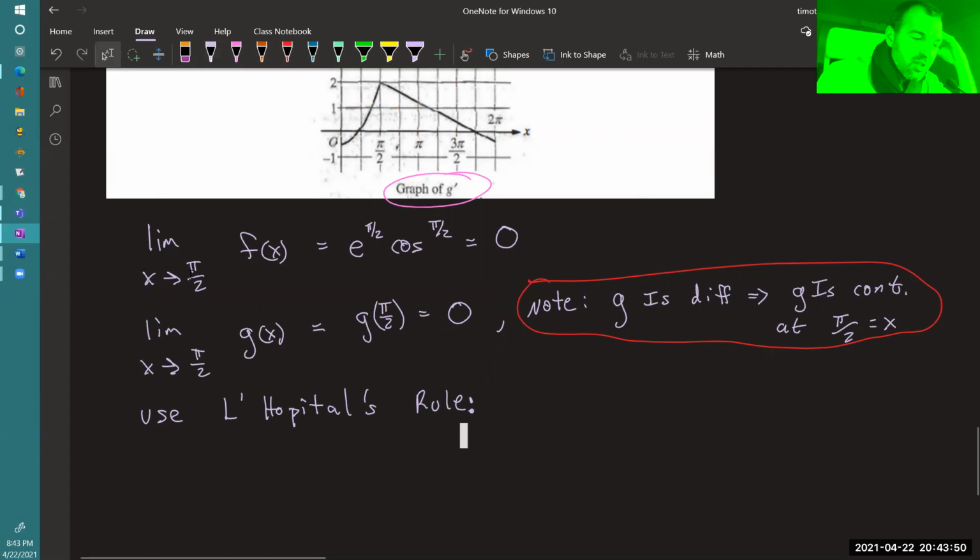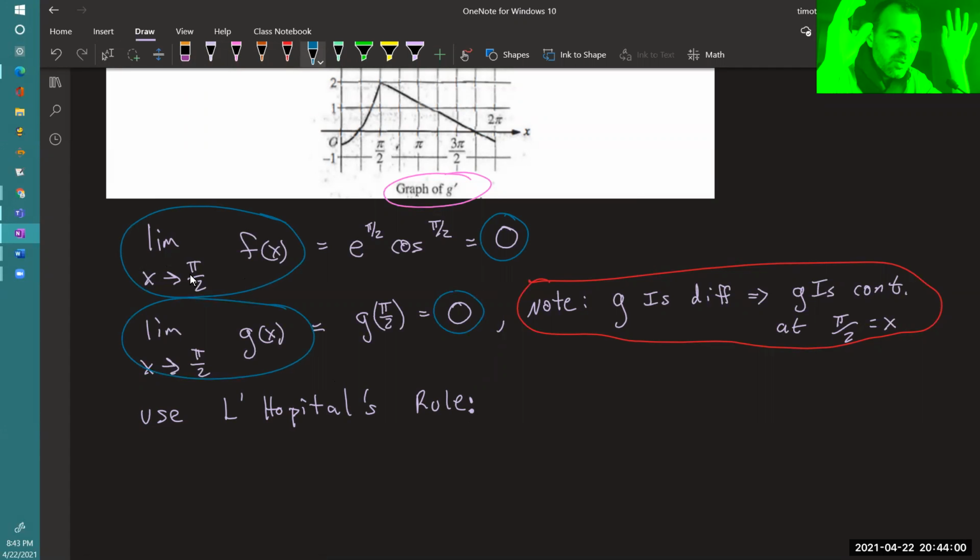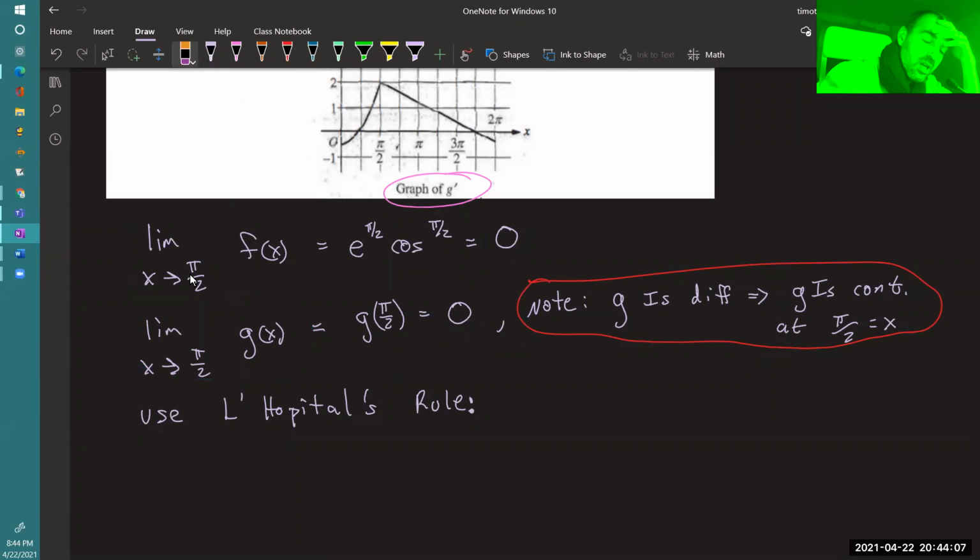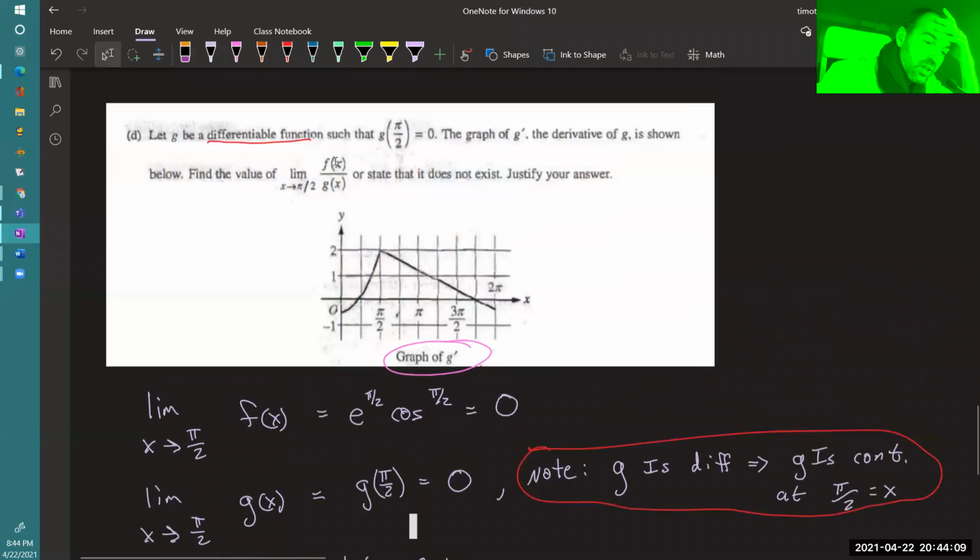Because I have actually written somewhere on my paper these two things, that this limit is 0 and that this limit is 0. You can't just use L'Hopital's rule if you don't physically write down the fact that the limit in the numerator is 0 and the limit in the denominator is 0.